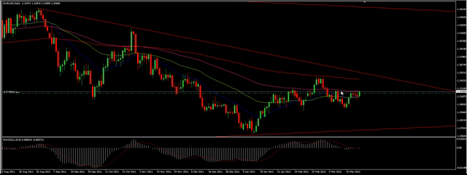But first, let's have a look at what we have here. We have the different averages. The blue is the 21, green is 50, pink is 100, and red is 200 exponential moving average on the daily chart. Now you can see since the beginning of the year, since the beginning of January, it's actually been just heading up and consolidating around these averages.